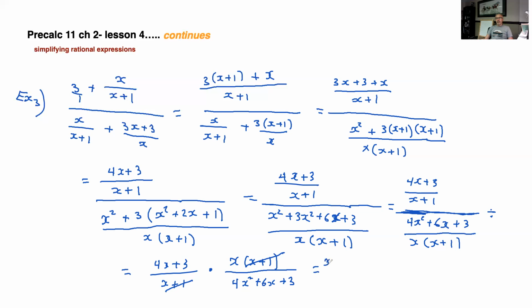We'll just keep it as factored form. So 4x plus 3 and 4x squared plus 6x plus 3. So that's the final answer for this one. Check.